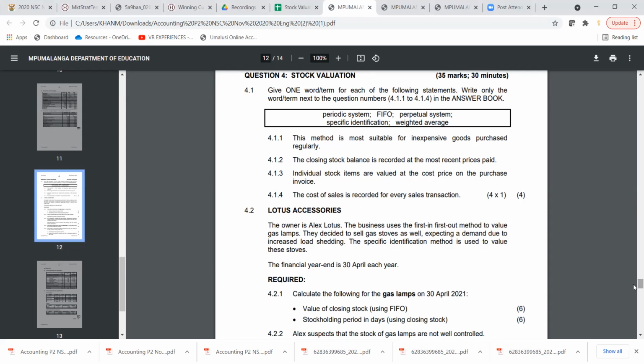Then you can see FIFO, specific identification and weighted average are costing methods. How much do we allocate to closing inventory, and how much do we allocate to cost of sales? With FIFO, specific identification and weighted average, we try to get a cost per unit, and that cost per unit is then multiplied against the number of units.